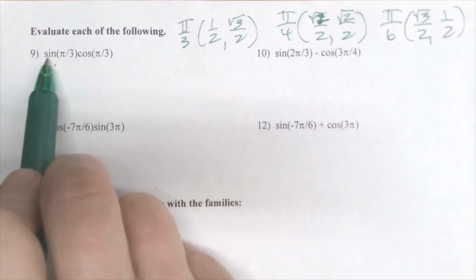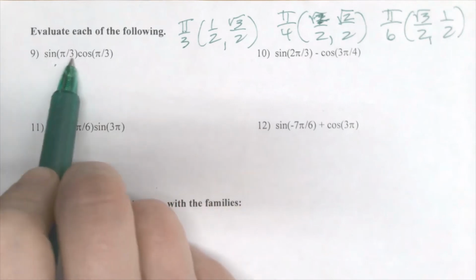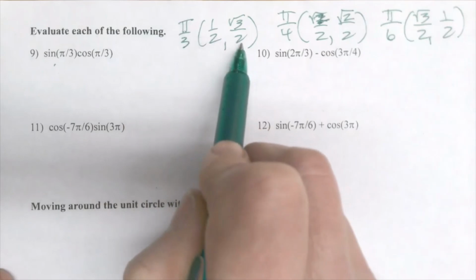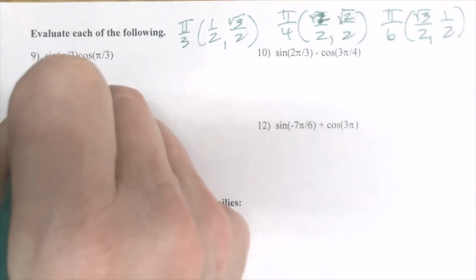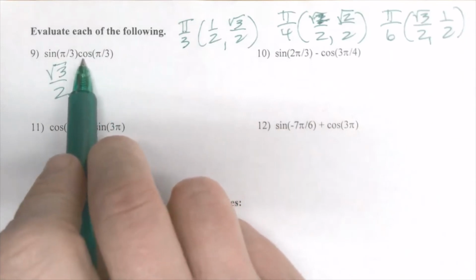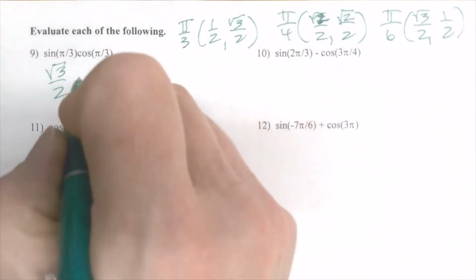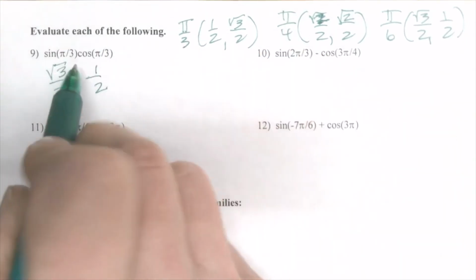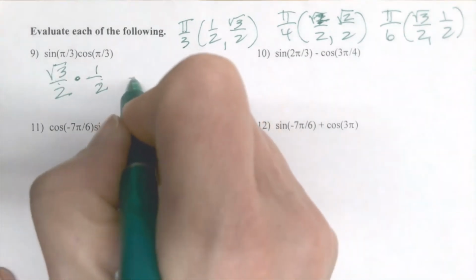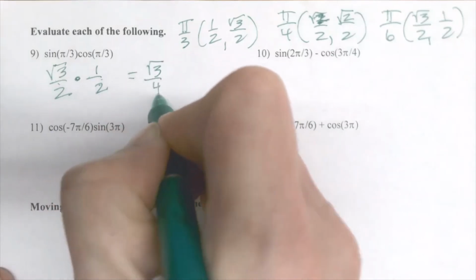So the sine of pi over 3 means I am looking for the y-coordinate in the pi over 3 family. That's the square root of 3 over 2. I am looking for the x-coordinate in the pi over 3 family. That is 1/2. These are crammed next to each other. That means I multiply them together. So my final answer is the square root of 3 over 4.